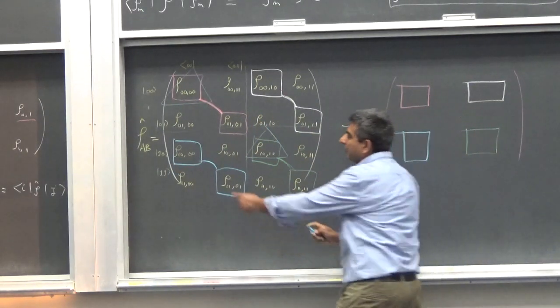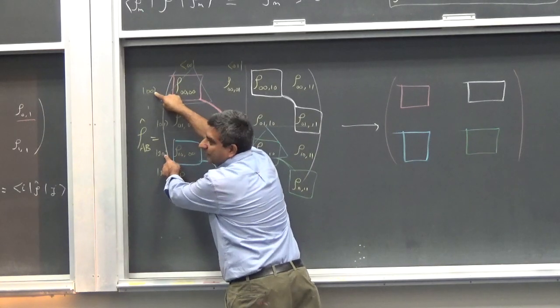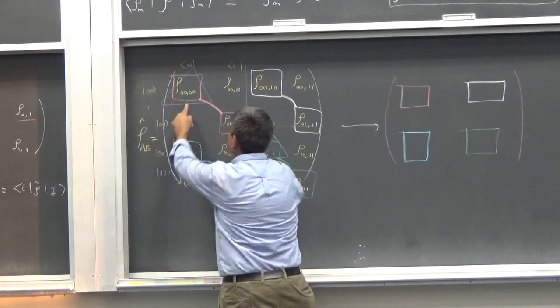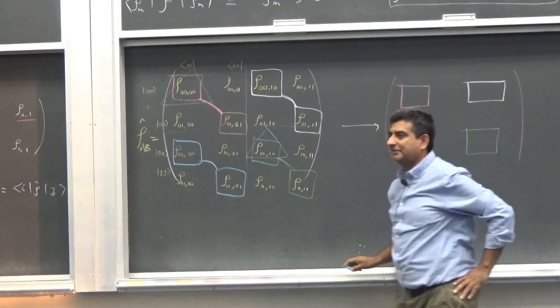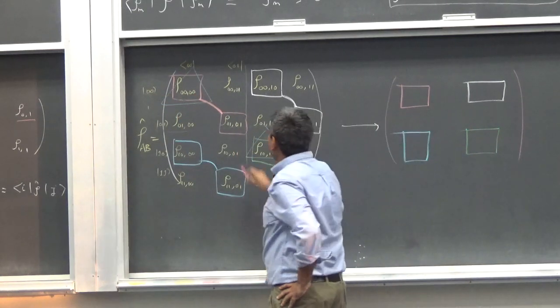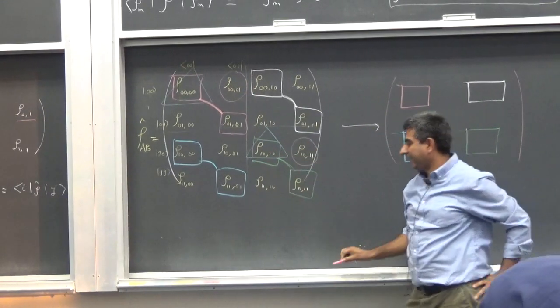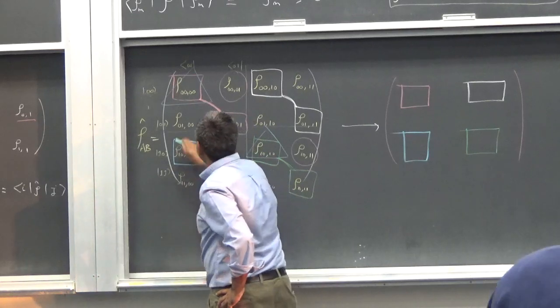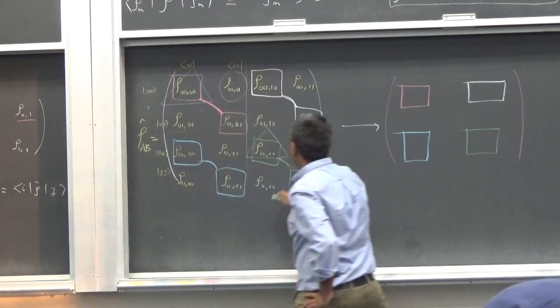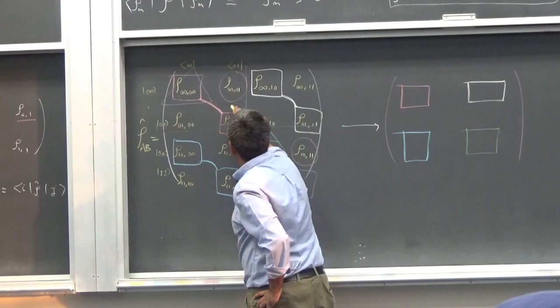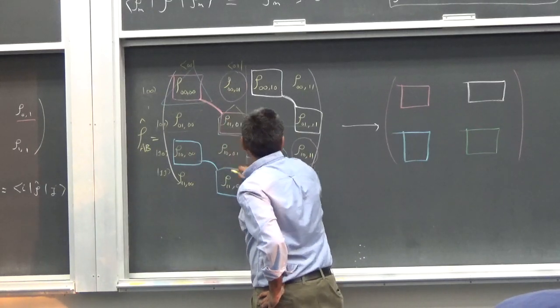Because now you want to keep the second qubit the same and you want to average over the first qubit, which are different here, 0 and 1. So you want to add this with this. And then you want to add this with this. And then you would like to add this with this. And then you would like to add this with this.